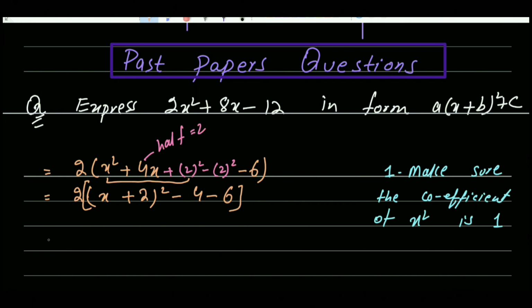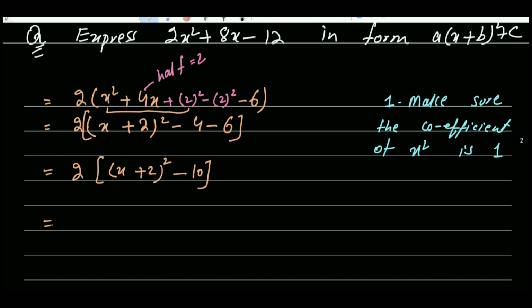Okay, so what we will do now, 2(x plus 2) whole square minus, minus 4 minus 6 is minus 10. We will write it like that. After that, 2 will be multiplied with both terms: it will be multiplied with (x plus 2) whole square, and 2 will be multiplied with 10 as well, that will be 20.